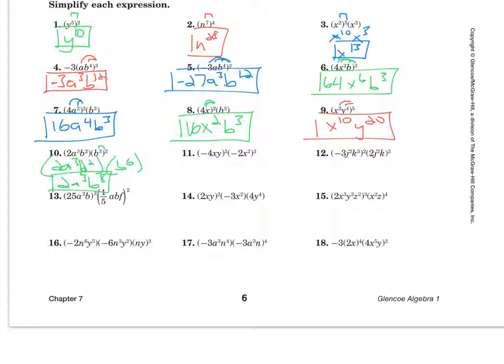Number 11. So now we get into some harder cases where we need to cube everything, and then we're going to multiply everything together. So I need to cube this whole first thing, so the negative 4, the x, and the y. So we're going to get negative 4 to the 3rd power is negative 4 times negative 4 times negative 4, which is negative 64. X cubed, y cubed. Both of those are raised to the 1st right now, and they both need to be raised to the 3rd. Then distribute the 3 in the second one, I get negative 8 x to the 6th.